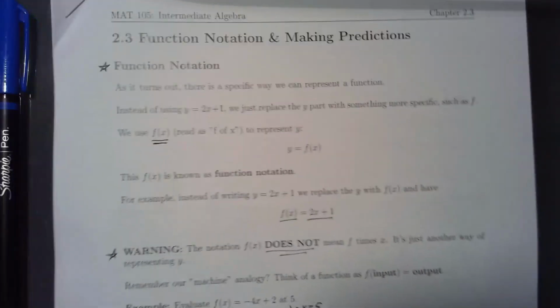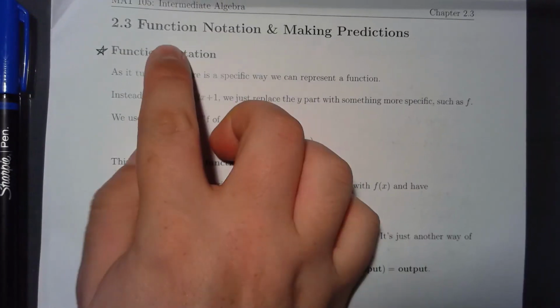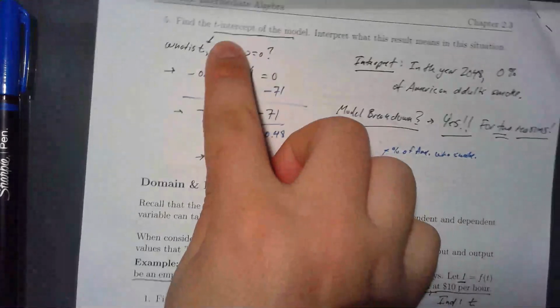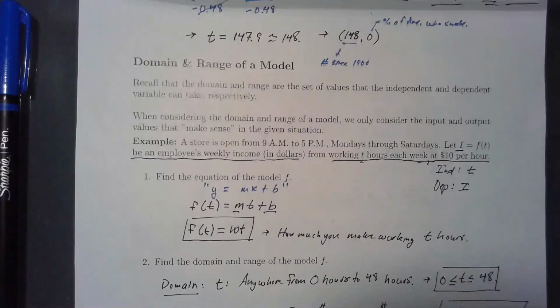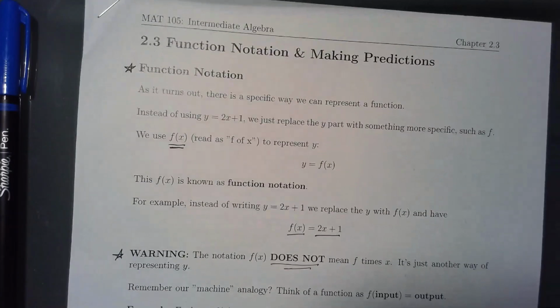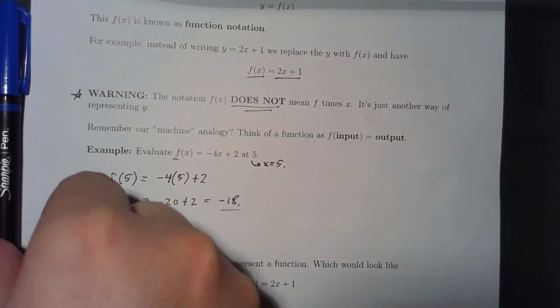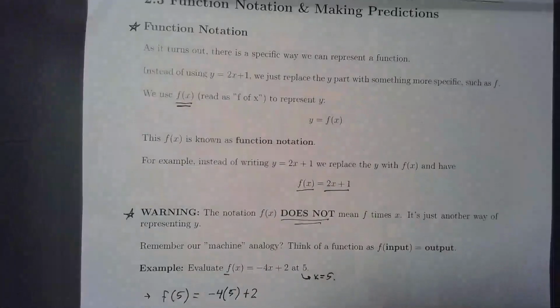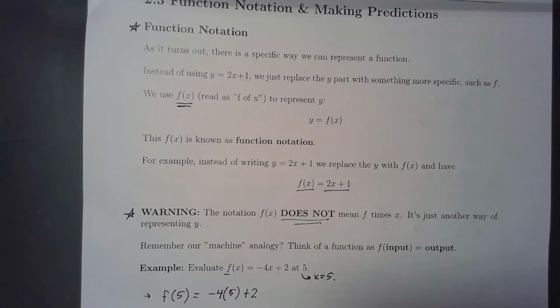From this section, the big thing you should take away is evaluating functions, knowing the difference between evaluating a function and setting a function equal to find the input, finding the intercepts, doing interpretations of those results, and finding the domain. The last section, 2.4, we're going to look at a closer inspection of the slope a little bit more, and that'll close out chapter 2.